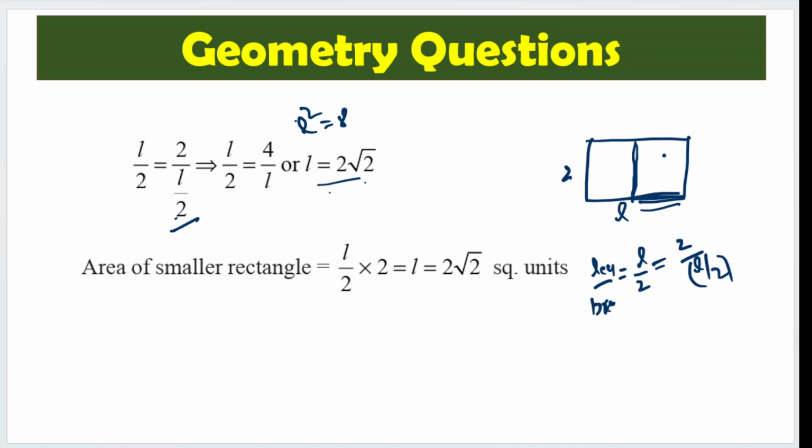Right. Now, what is the area of the smaller rectangle? That's what we were asked. Area of the smaller rectangle is this L by 2 into this 2. Right. This is the area. L by 2 into 2. What is L? L is 2 root 2. So L by 2 into 2 is 2 root 2 by 2 into 2. So this will get cancelled, 2 root 2. This is the answer. Right.